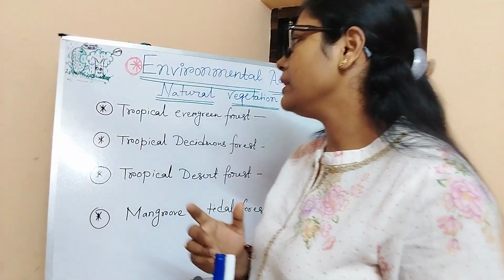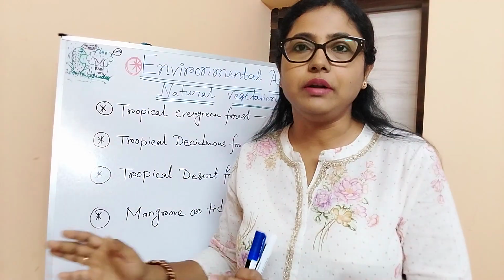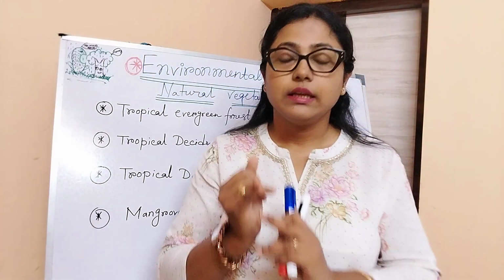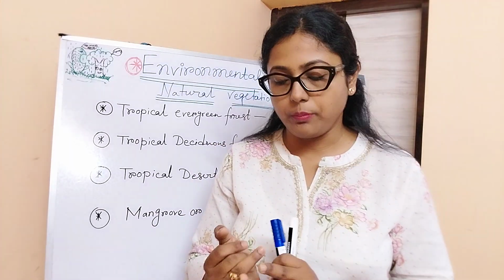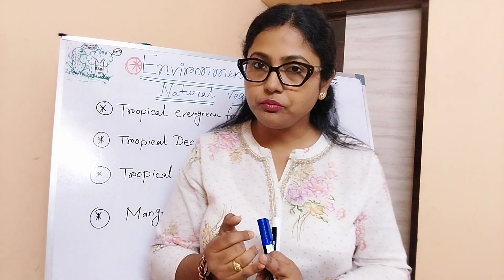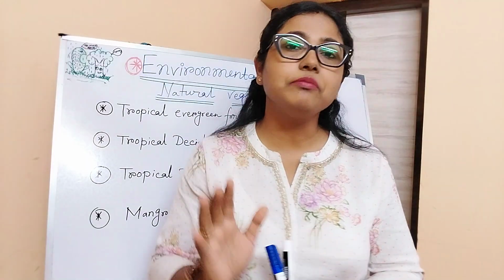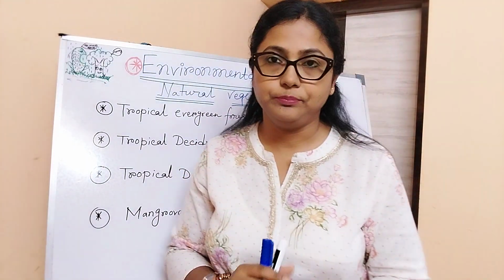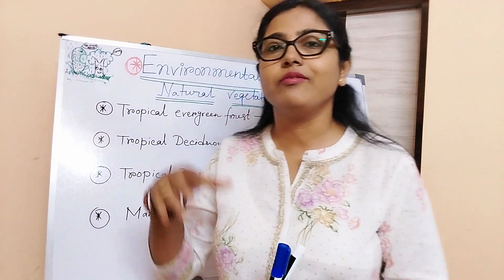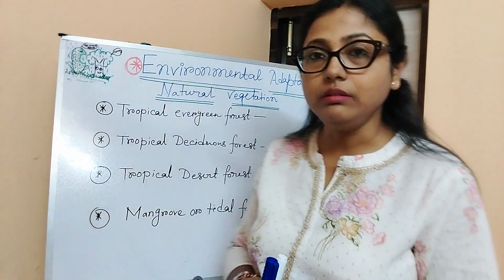So the first concept is the environmental adaptation of the trees found in different forests. According to the council syllabus, you have tropical evergreen forest, tropical deciduous forest, tropical desert forest, mangrove forest or the tidal forest or littoral forest, and mountain forest. These 5 types of forest you need to learn. Now, several times the council asks questions on the environmental adaptation. Now what is this environmental adaptation?